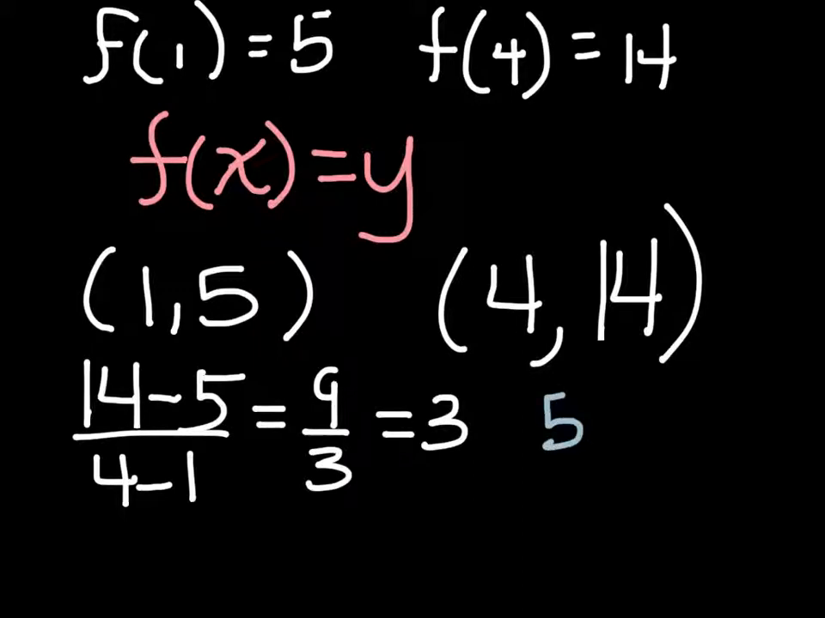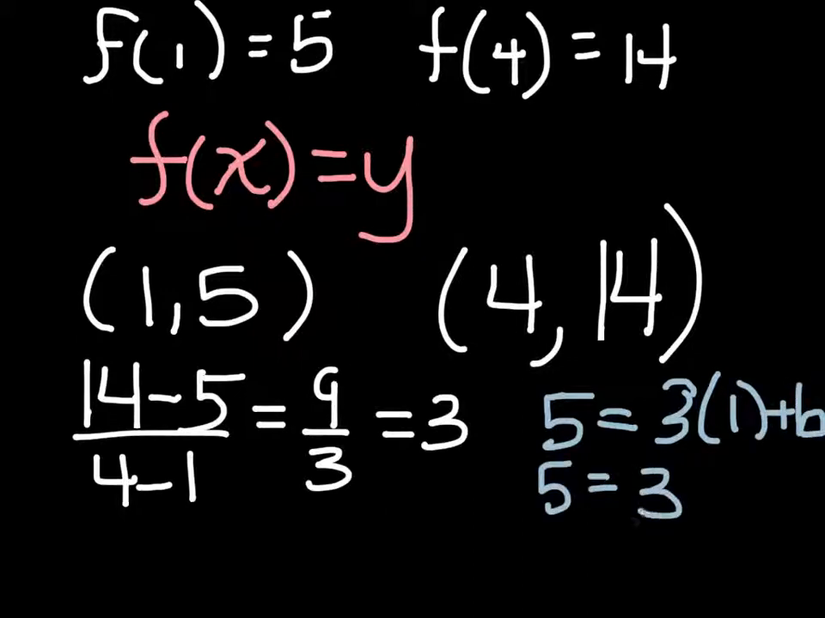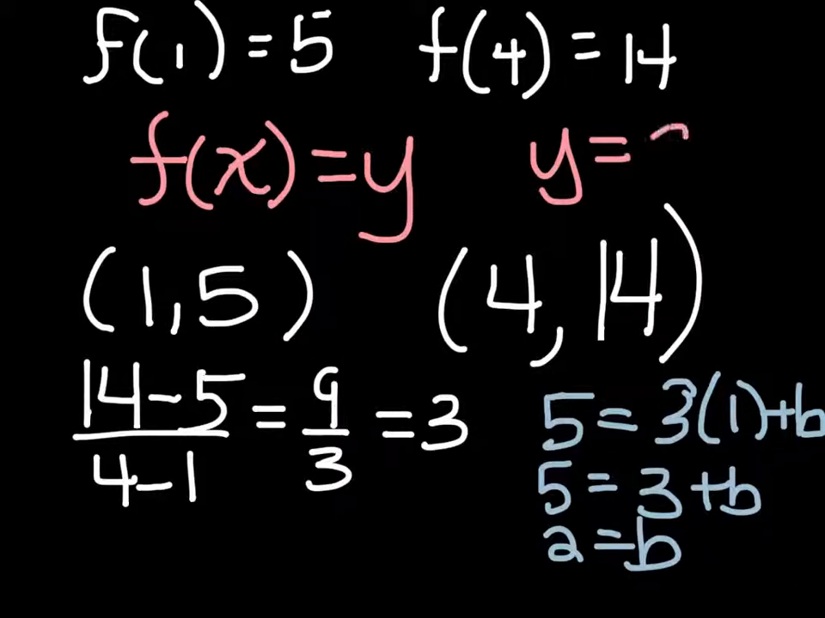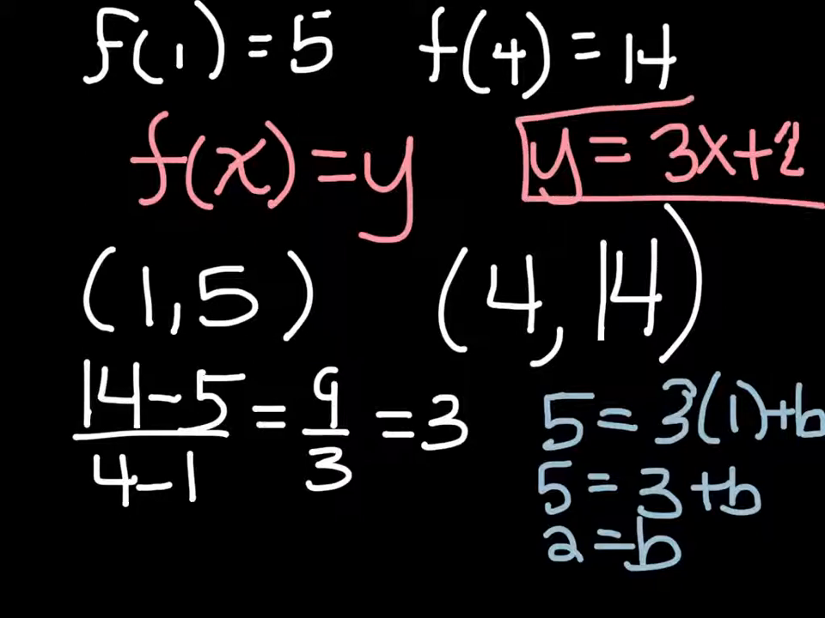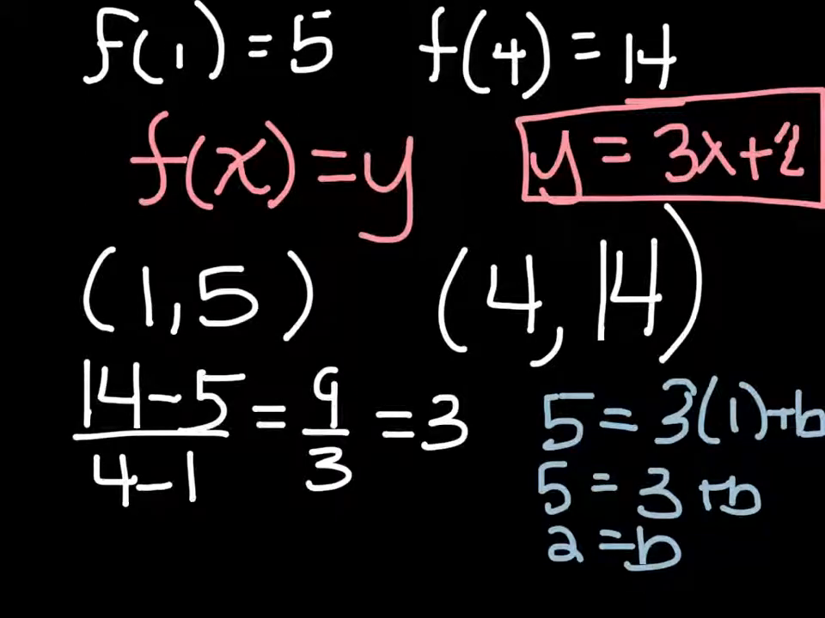I'm going to replace y with 5, m, the slope, with 3, I just found that, x with 1, and then I'm going to add b, because that's what I'm trying to find. So now you have 5 equals 3 plus b, 2 equals b. So then this time, for my final answer, I have y equals 3x plus 2. Now, since the information was given in function notation, you might see some people replace y with f of x. So that might say f of x equals 3x plus 2. But the process is the same.